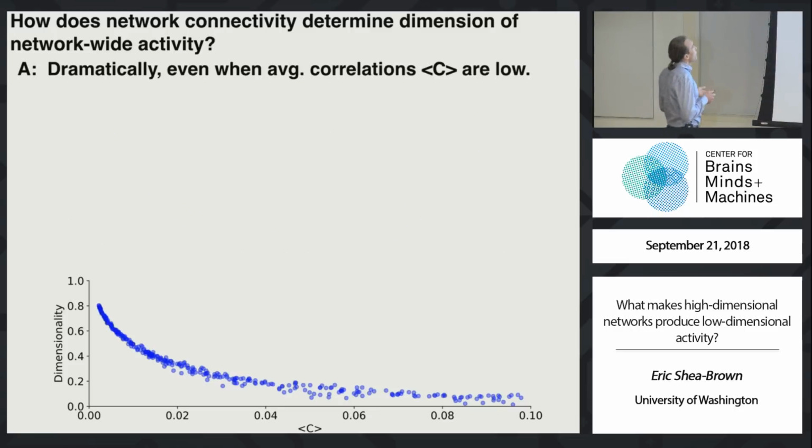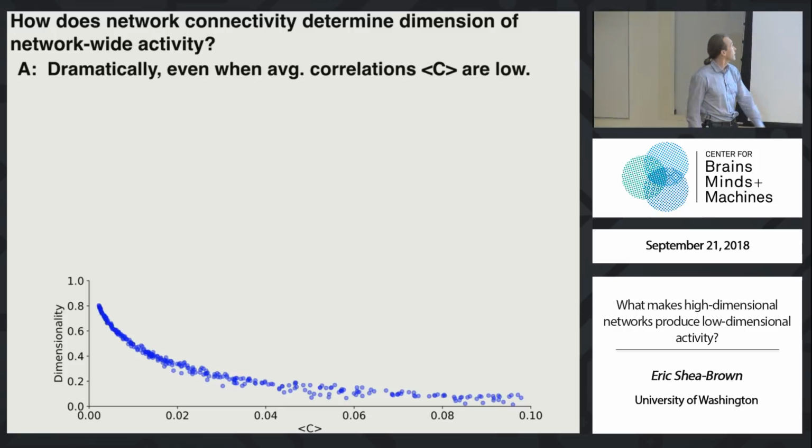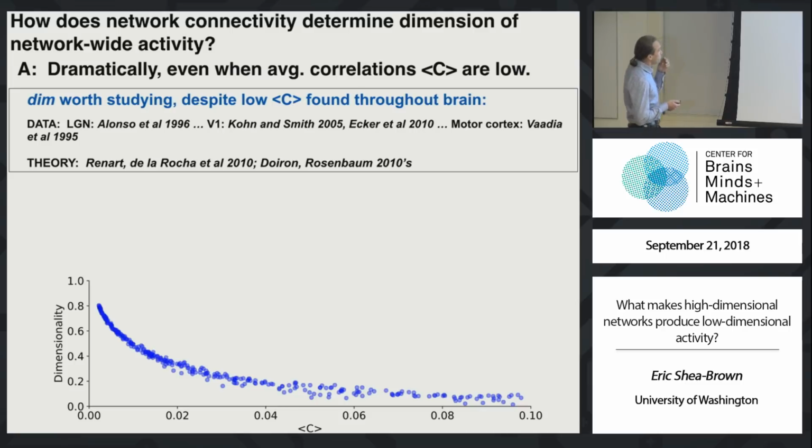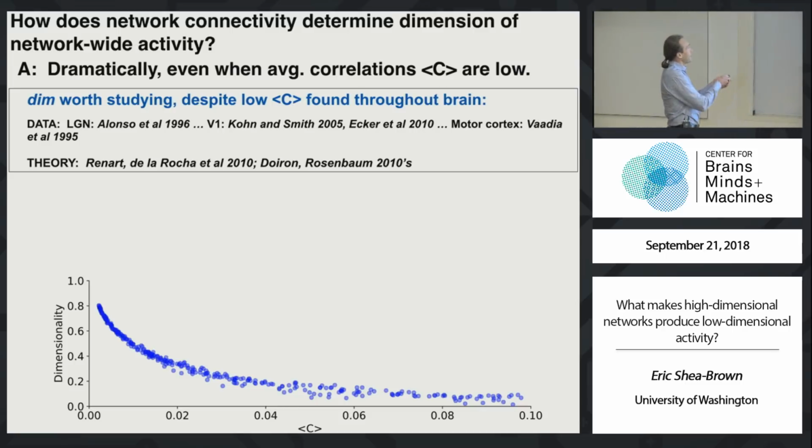So from this, I get the first answer of those that I'd like you to remember from this talk. How does connectivity influence dimension? Answer: by a lot, even when you might not think so from looking at pairwise statistics alone. To me, the upshot of this is that you're not yet at least wasting your time in this talk. This quantity is worth studying, even though there are many papers. I could have listed 50 here.